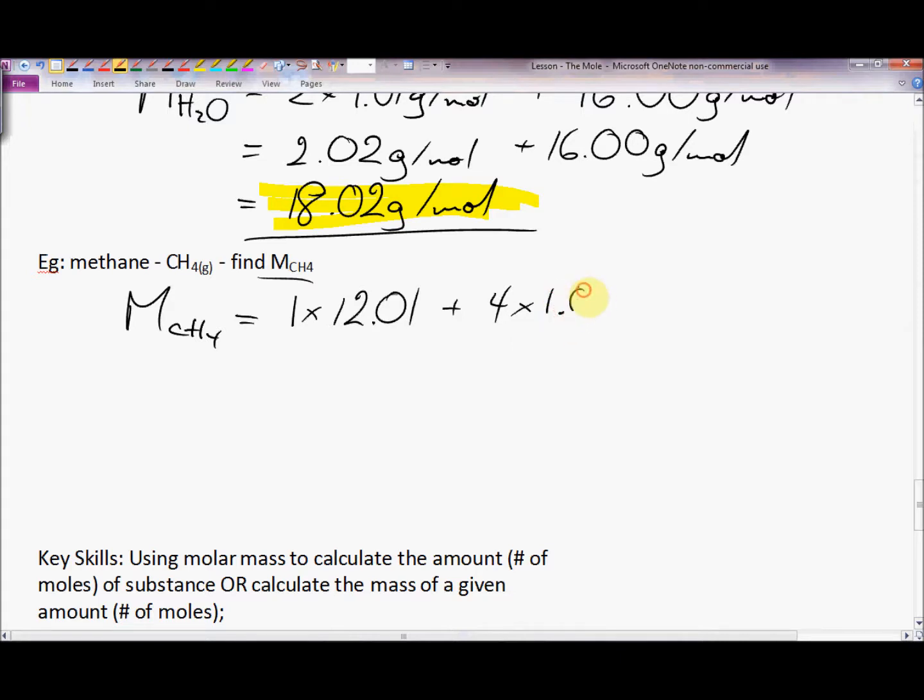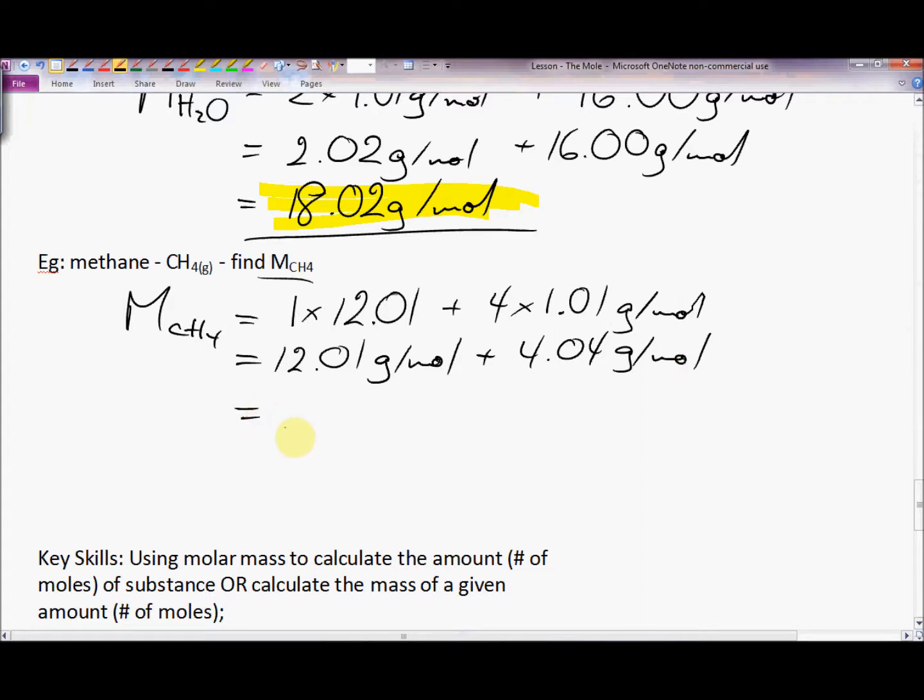Okay, so basically we've got 12.01 plus 4.04. Okay, in total, methane's mass is 16.05 grams per mole.